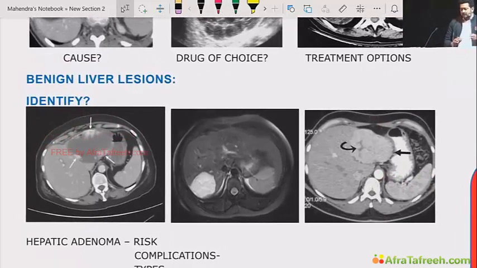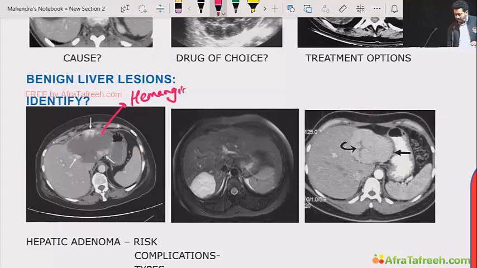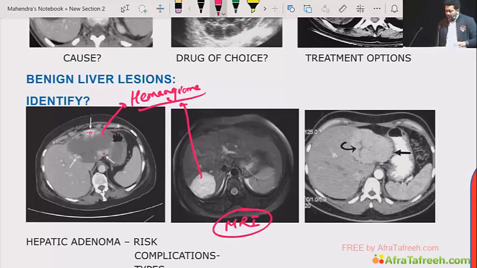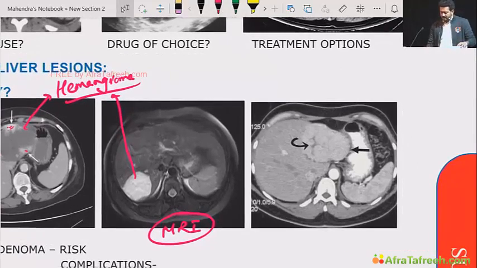Now tell me, looking at the image, identify the benign liver lesions. Okay, this is a CT showing a, what is this? Hemangioma. How do you say it is hemangioma? Because initially the contrast comes in the periphery and then it comes in the center. Okay, so early peripheral enhancement with centripetal filling. And this is also hemangioma on MRI. On MRI, this will give a very hyperintense lesion in the T2 weighted image, very hyperintense. So this is hemangioma.